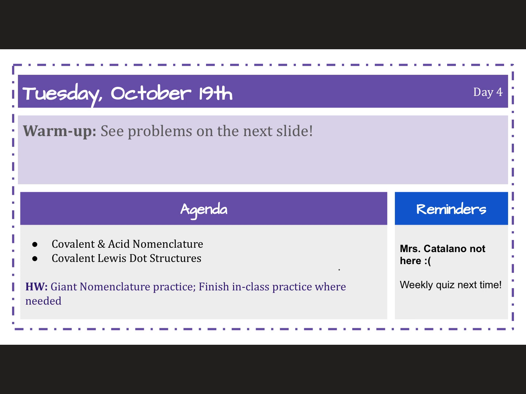So first off, a quick overview of what we're doing today. We're going to start by talking about covalent and acid nomenclature. So we'll wrap up our naming and formula writing. And then we're going to take a look at covalent Lewis dot structures. At the end of this video, I'll talk about what exactly you should expect on your quiz. So if you're wondering about that, that'll come at the end of our video.